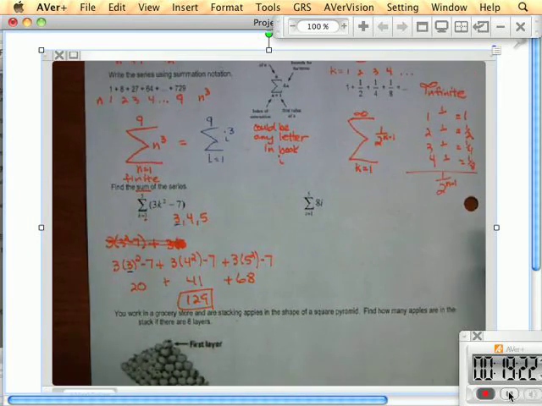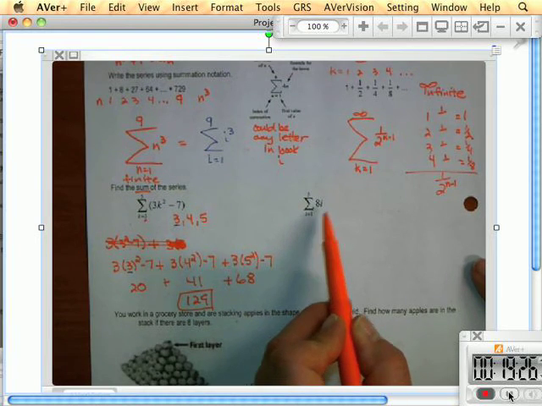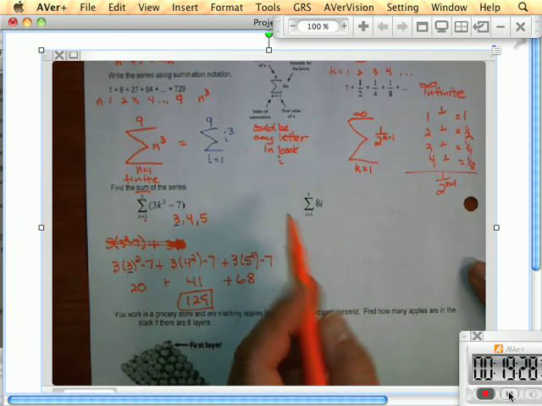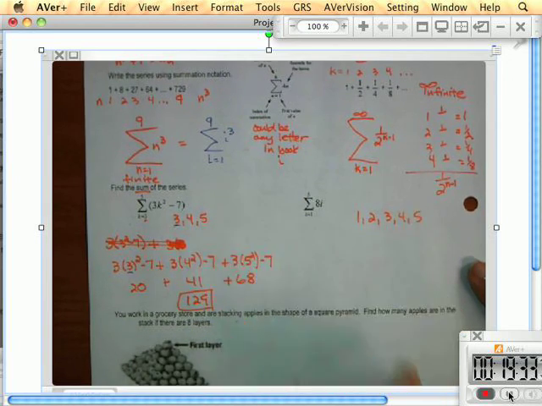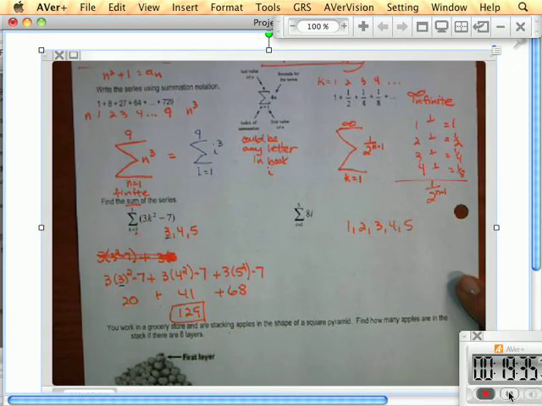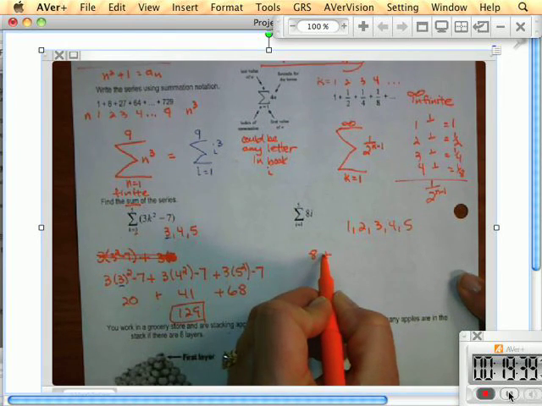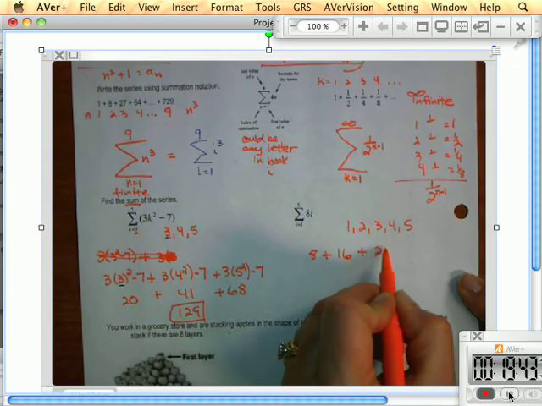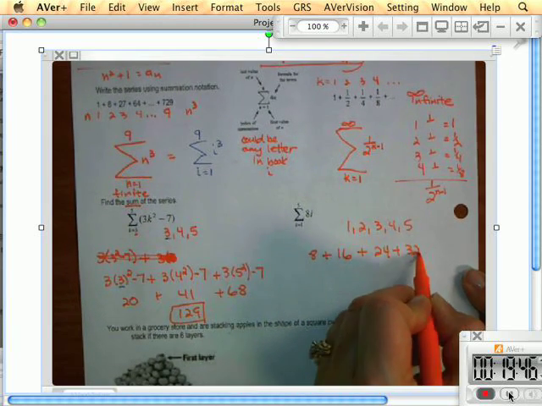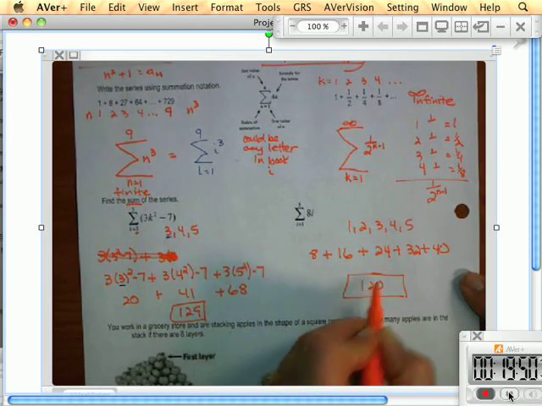So how many numbers are we going to put in here? Starting at 1 and doing 1, 2, 3, 4, 5, ending at 5. So we're going to input 1, 2, 3, 4, and 5. Okay? And you get 8 times 1, which is 8, plus 8 times 2, which is 16, plus 24, plus 32, plus 40, which is 120.